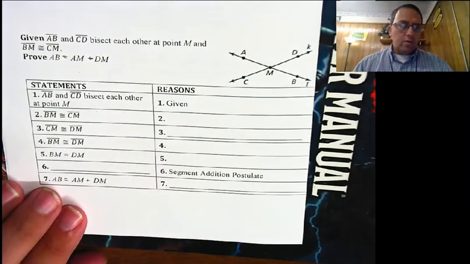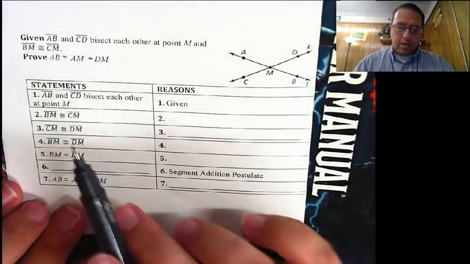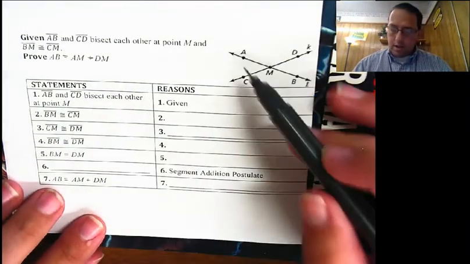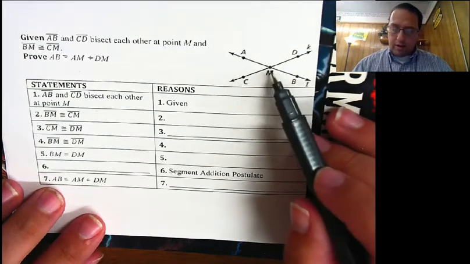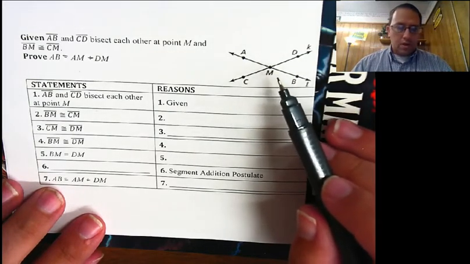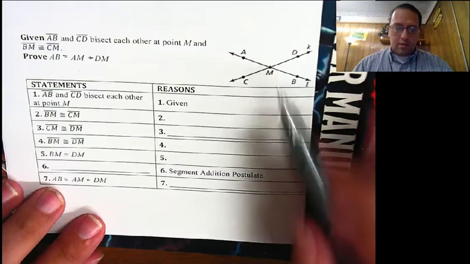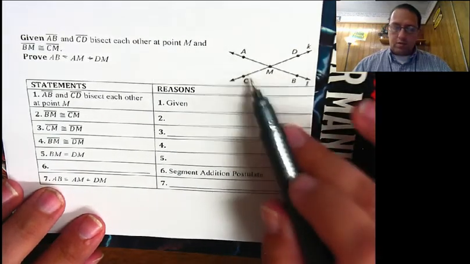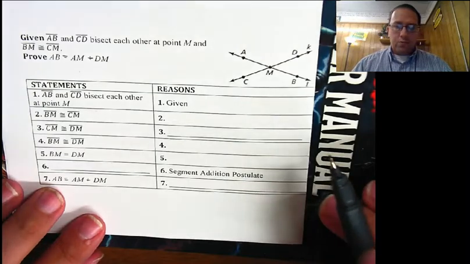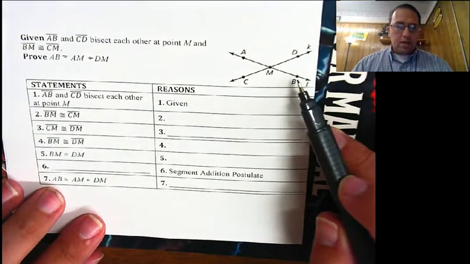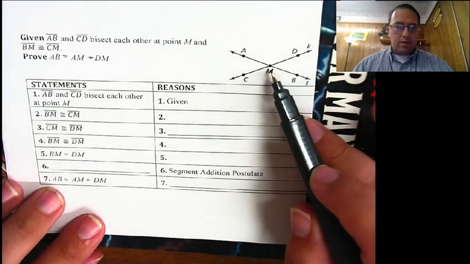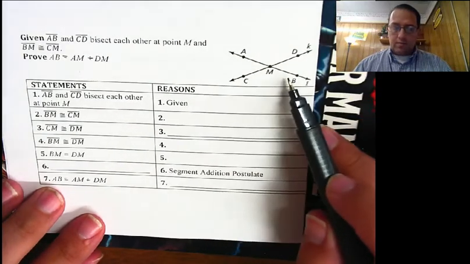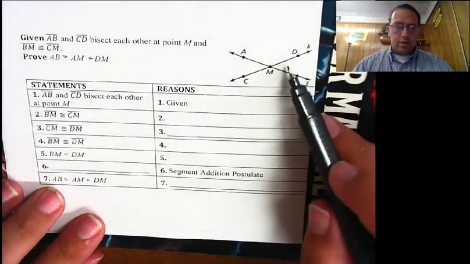Okay, so what do we have on this one? We have segment AB and segment CD bisect each other at point M. And we are also told that segment BM is congruent to segment CM. Okay, so these two bisect each other, these two are congruent, and we want to prove that the length of AB is equal to the length of AM plus the length of DM. Okay, so let's see, AB would be AM plus MB, but we want to say AM plus DM.